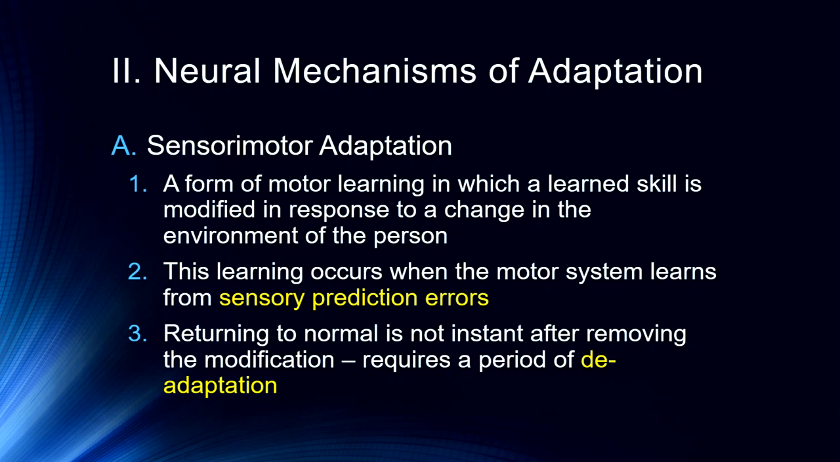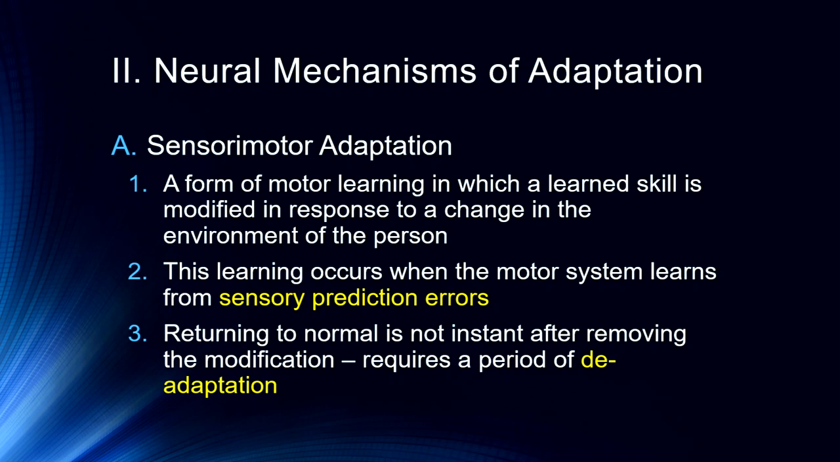So learning occurs when the motor system learns from a sensory prediction error. And in fact, you can look on Google, and for my class I will post some of these videos. There are some really great videos, for example, of people learning to shoot basketball with these prism goggles where their perception has been shifted about 45 degrees to one direction or the other.